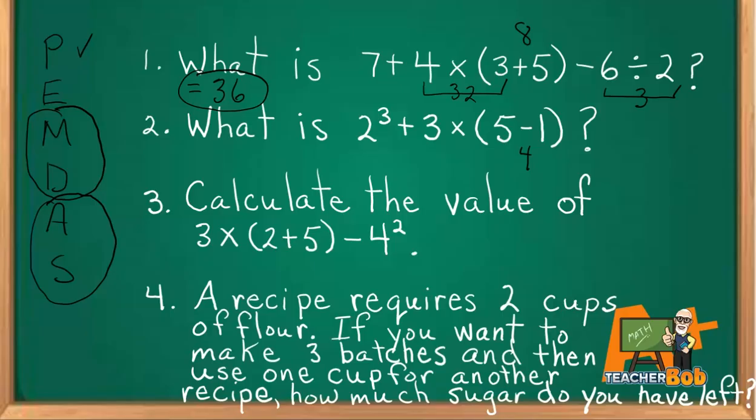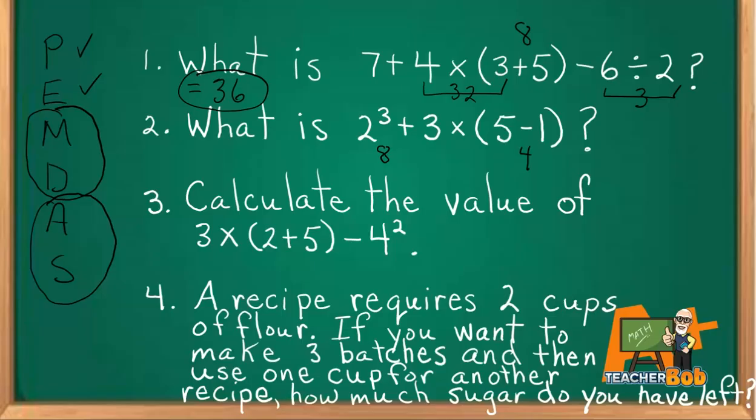So parentheses, then the next one is exponents. So 2 to the exponent 3, or power of 3, means 2 times 2 times 2. It's not 2 times 3. Don't do that. This is just repeated multiplication, as we explained it earlier. So 2 times 2 is 4, times 2 is 8. So this becomes 8. So exponents are done.